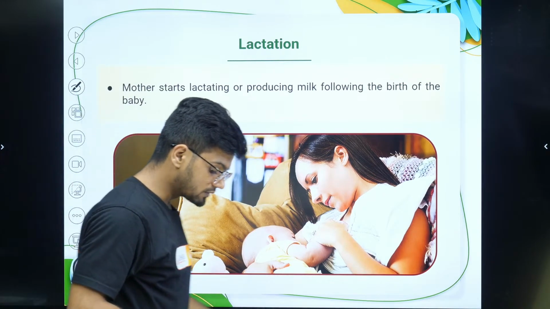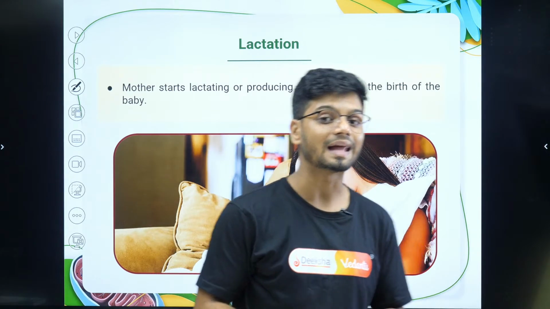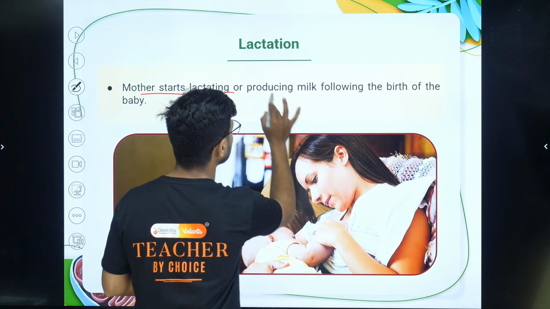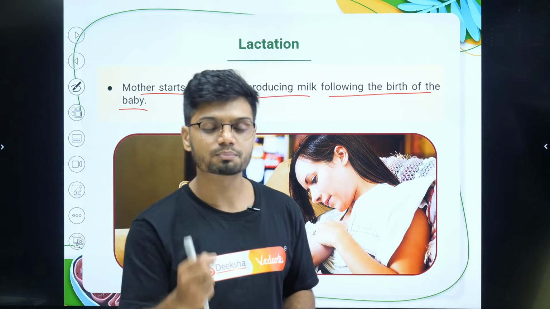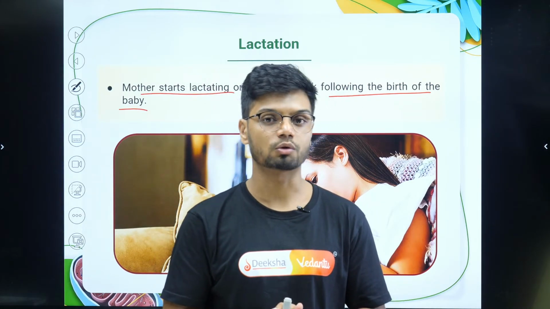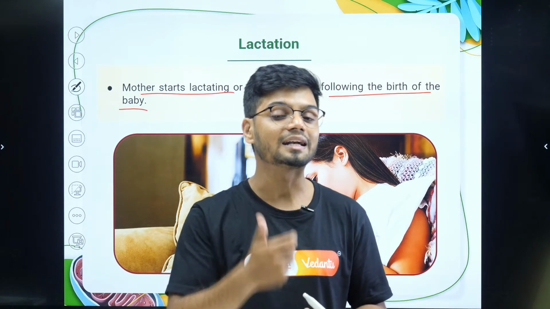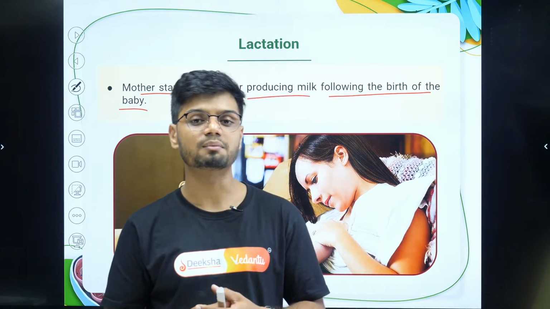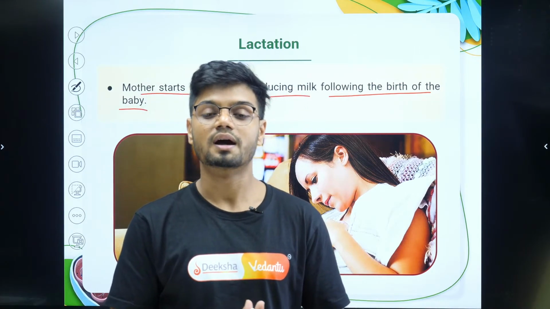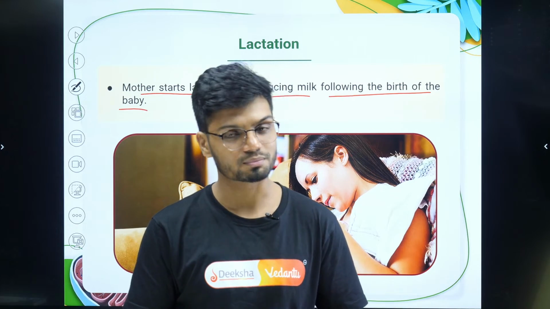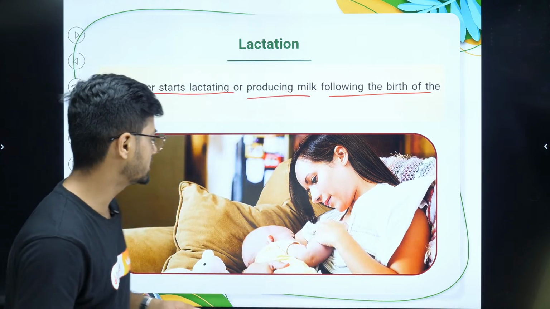Lactation. Finally, after the childbirth, the mother needs to breastfeed the child. The breastfeeding of the child we call lactation. That is, the mother starts to lactate or produce milk following the birth of the baby. The first milk is very important for the growing baby. The first milk is called colostrum, which is yellowish in color, and it is rich in antibodies. For example, IgA, IgM, IgG. It is very rich in antibodies, and doctors strongly suggest that the mother should breastfeed the child during the starting stages. Clear?